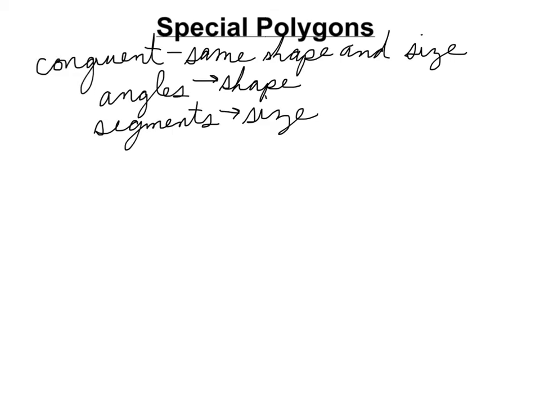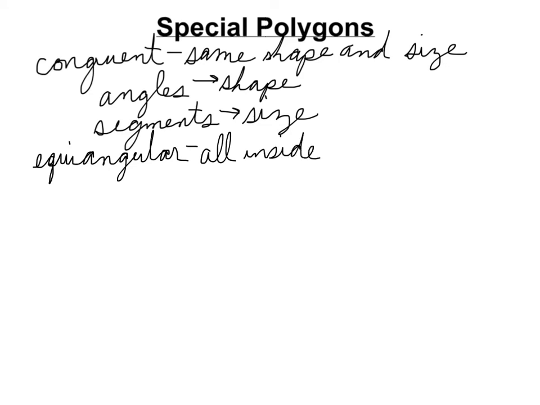The next term we're going to look at is equiangular. Equiangular means all inside angles are congruent. A great example of this would be a rectangle. Since all the inside angles are right angles, all rectangles are equiangular.